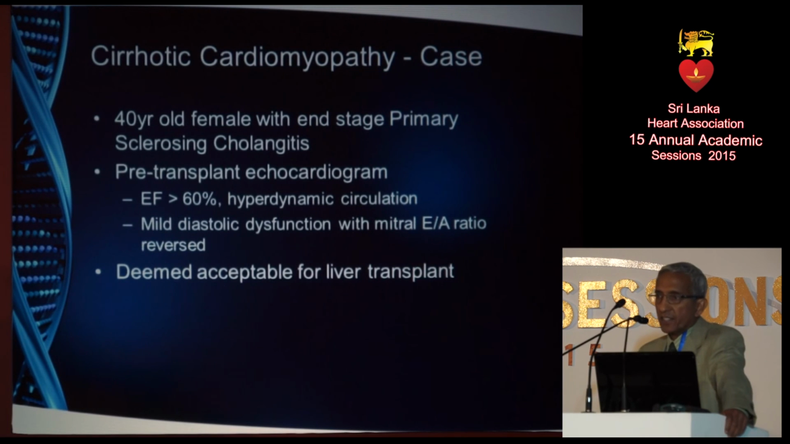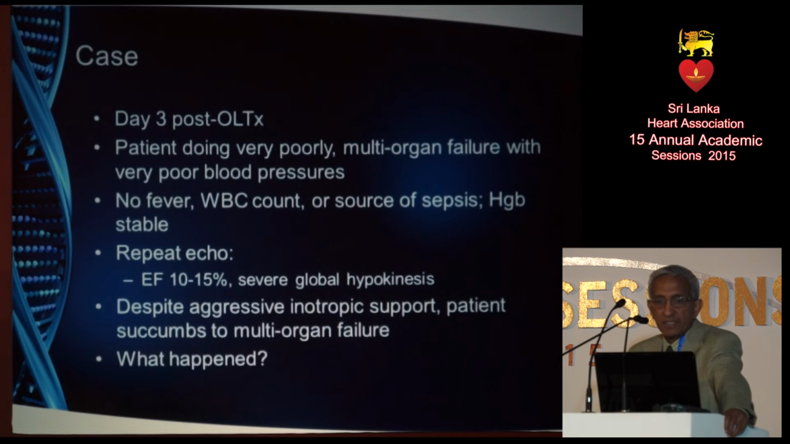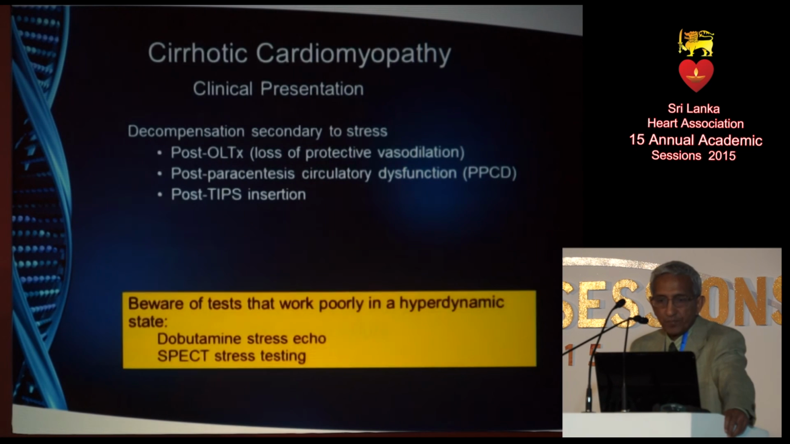Now lastly, there is the cirrhotic cardiomyopathy. Just to illustrate a case, this is a 40-year-old lady with end-stage liver disease. On a pre-transplant echocardiogram, ejection fraction is greater than 60% with mild diastolic dysfunction with an E/A ratio that's reversed. It's deemed acceptable for transplant. However, after the transplant, day 3, there is acute decompensation with a repeat echo showing an ejection fraction of like 10 to 15% with severe global hypokinesis, with death following shortly thereafter.